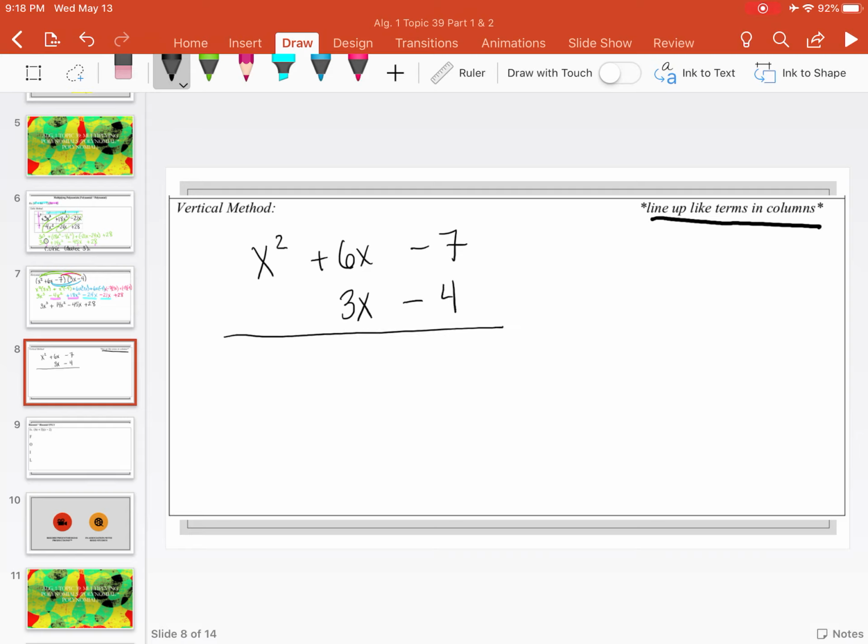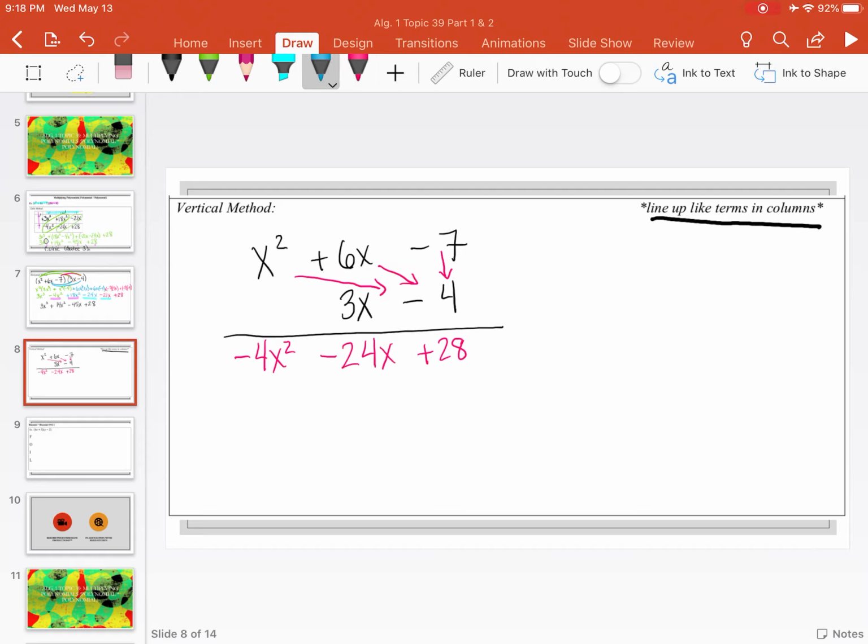Now I'm going to multiply. Just like you did back in elementary school, we have negative 7 times negative 4. That gives me positive 28. 6x times negative 4 gives me negative 24x. And lastly, x squared times negative 4 gives me negative 4x squared.